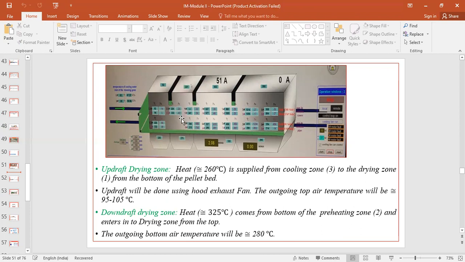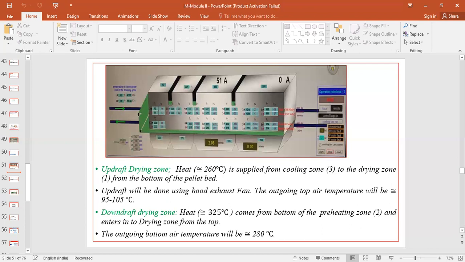Now in the downdraft, what is happening? The heat is coming in contact with the top layers of the bed. At the initial stage, bottom layers will get dried off, and now in the downdraft drying zone, the top layers will be exposed to the high temperatures, and the top layers also will get dried.